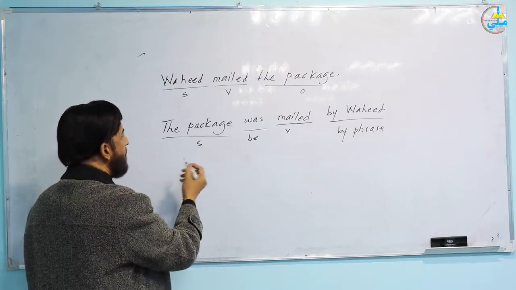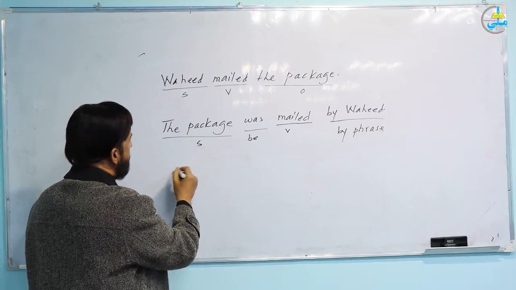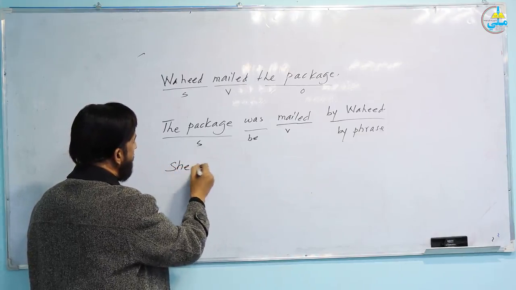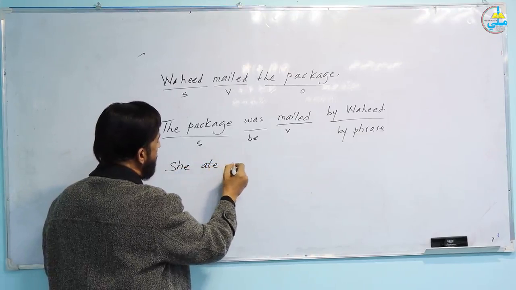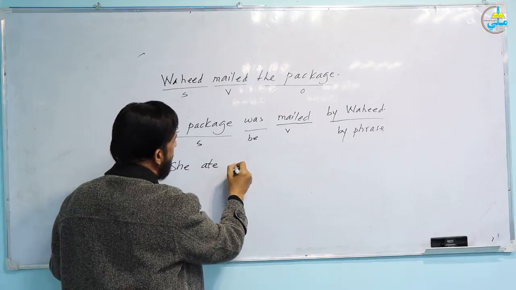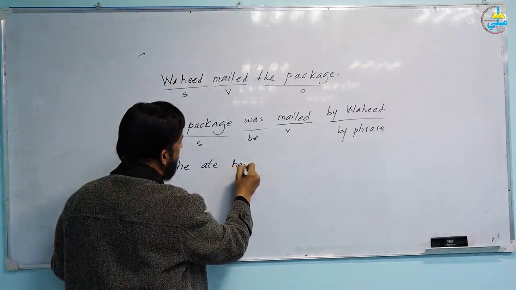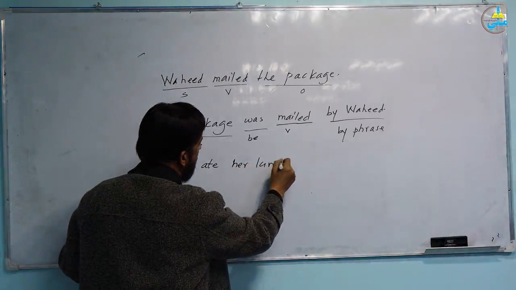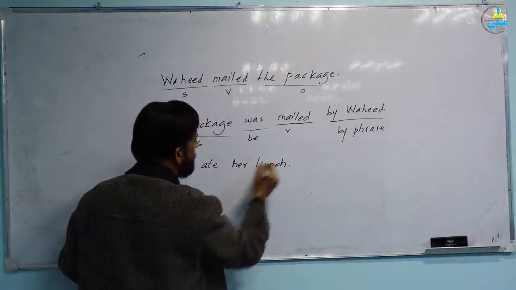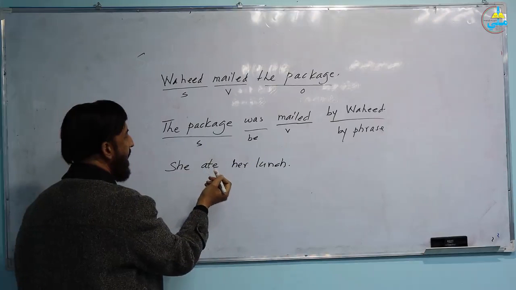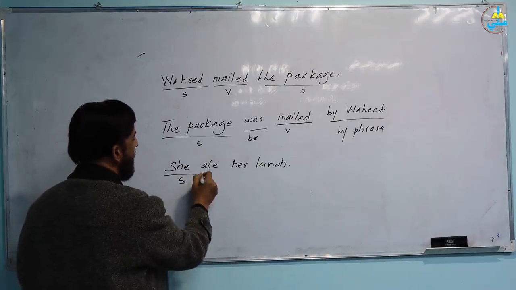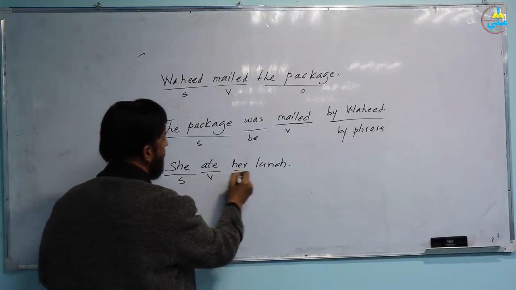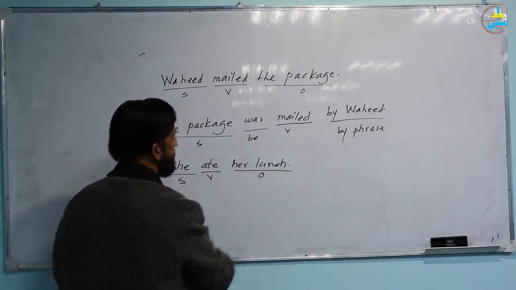Another example. She ate her lunch. She ate her lunch. She is the subject, ate is the verb, her lunch is the object.